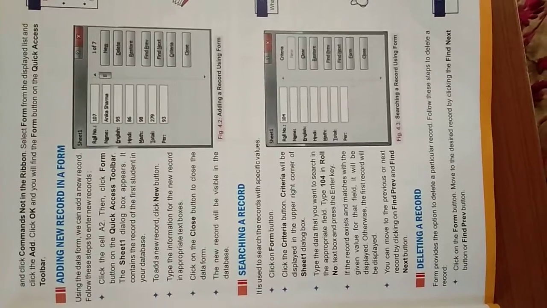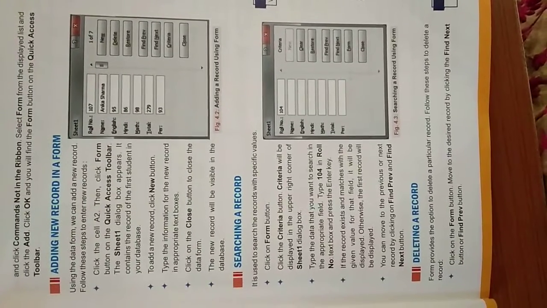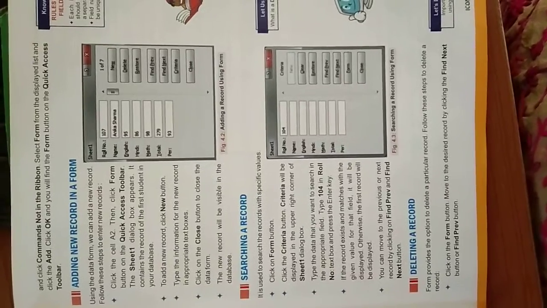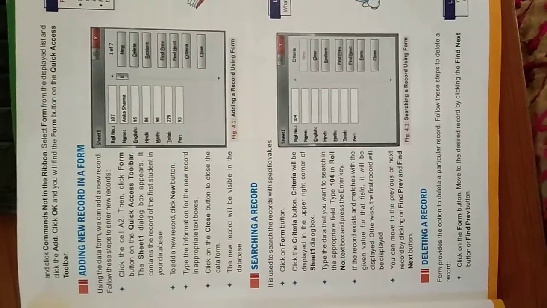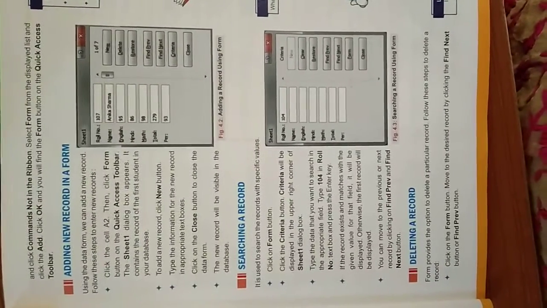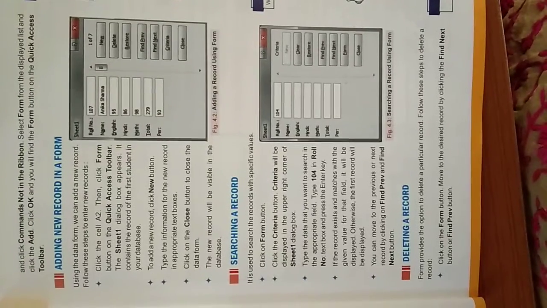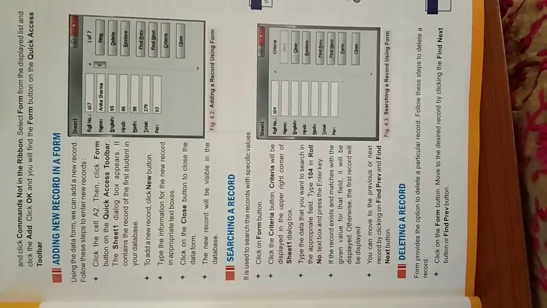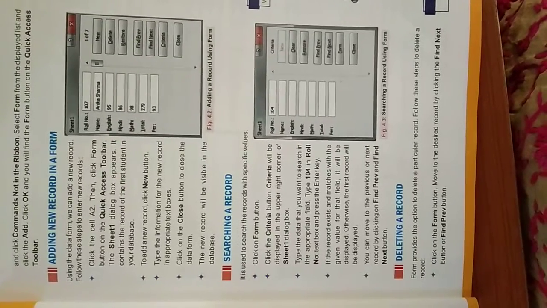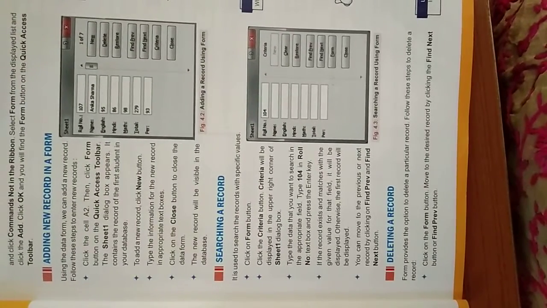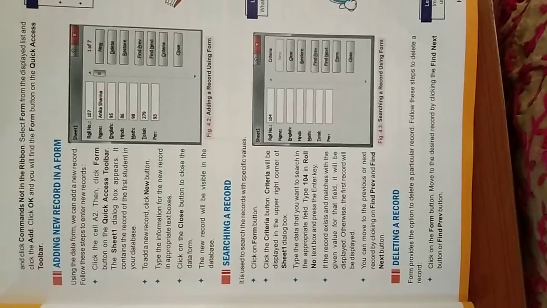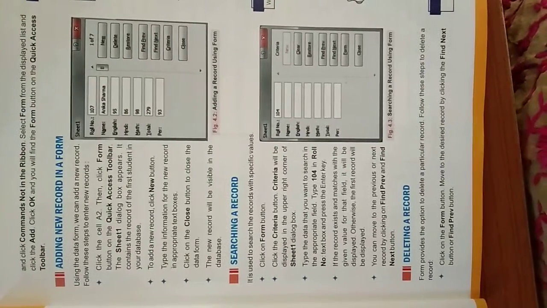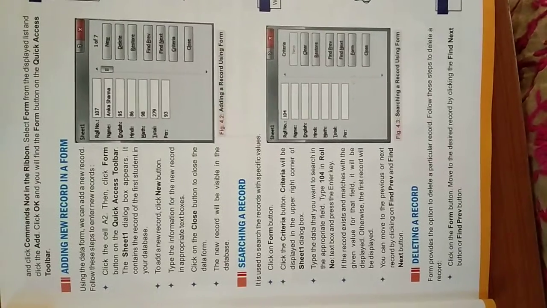Today we are going to discuss the second session of our chapter, that is using Excel as a database. Class, earlier we had discussed the meaning of database, its rows, columns, the meaning of field, record, and how to enter data in a database in a particular MS Excel sheet. Afterwards, we discussed how to add a new record in a form, searching for a record, etc.